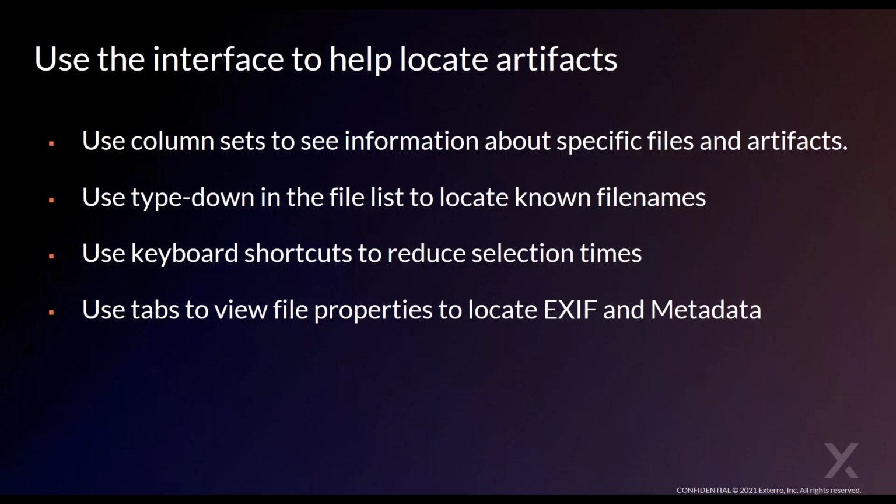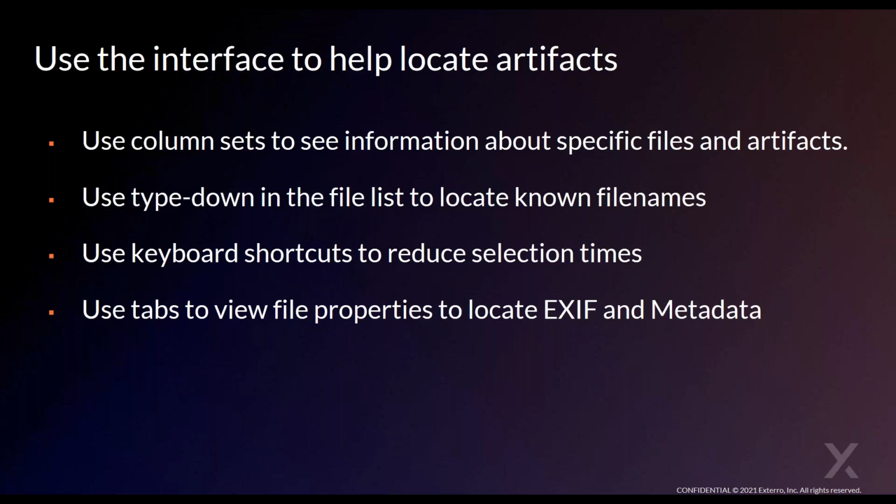So there's other things that we can do other than just our processing profiles to locate artifacts in a hurry. Use the interface. So we have column sets, and we'll look at those next. But we have column sets new to 7.4, and it keeps getting better. But I think new to 7.4 is when we just came out with our new column sets. They're very detailed. They have a lot of information.